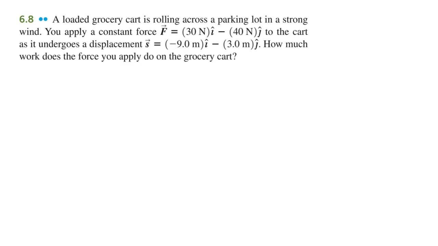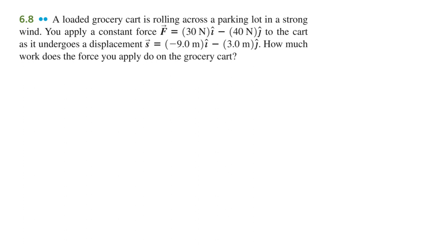The example I'm going to use for this case is from your textbook. It is actually one of the exercises, not one of the examples. It's exercise 6.8. Let me pull it up real quick. Okay, so here it is. It says a loaded grocery cart is rolling across a parking lot in a strong wind. You apply a constant force of 30 newtons in the I direction, or X direction, and negative 40 newtons in the J direction to the cart as it undergoes a displacement of S, which we're using as D, equals negative 9 meters in the I direction minus 3 meters in the J direction. How much work does the force you apply do to the grocery cart?